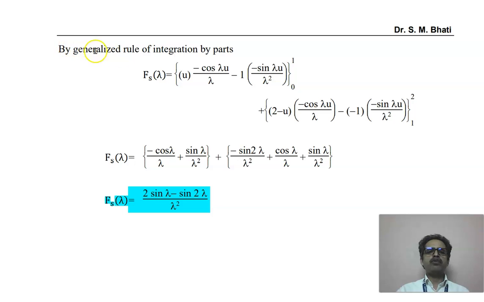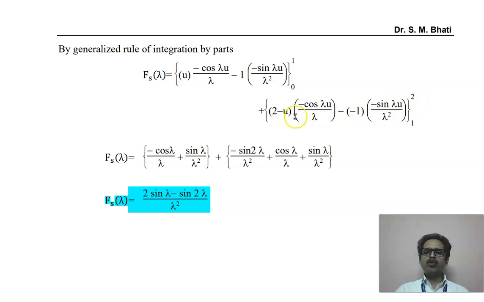By the generalized rule of integration by parts, we can get this next step, and when you simplify and put the respective limits, first we put u is 1, and you will find this. When you put u is 0, you can see that the first term became 0, and also the second term becomes 0 because you know sine of 0 is 0. So you can get this first curly bracket, and here now we have to put u is 2.